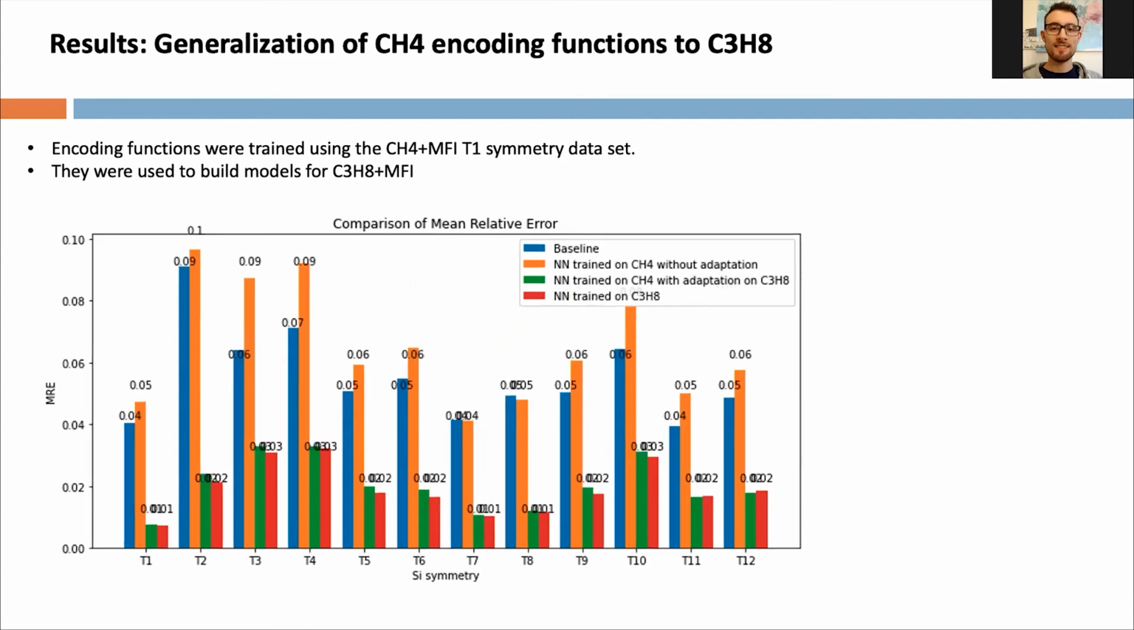Moving on, this is the same as generalization of CH4 to propane, C3H8. Again, just using the initial CH4 as initial condition, a little bit of retraining in green, and then the native C3H8 encoding functions. And again, it's very similar results. A little bit of retraining gets us very close to the C3H8 encoding functions directly.